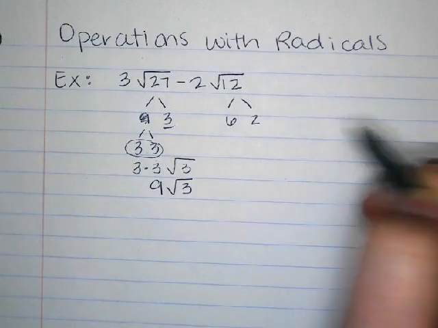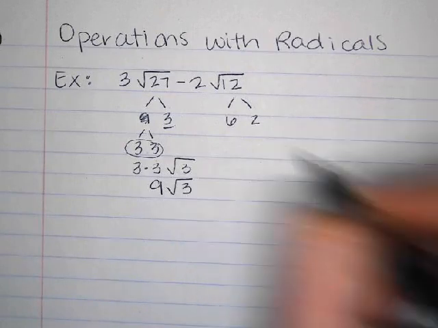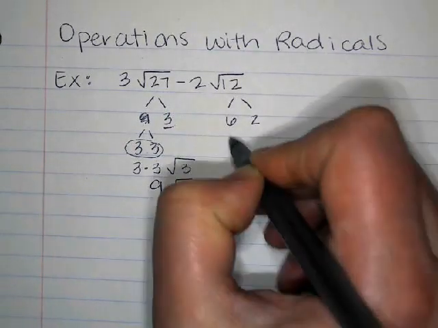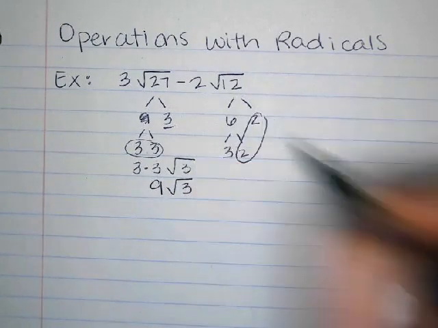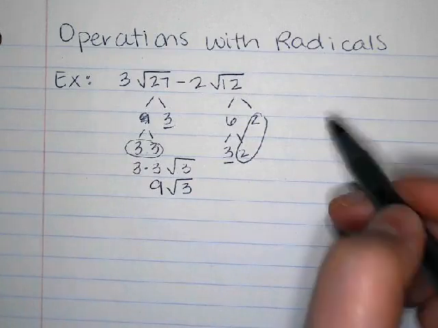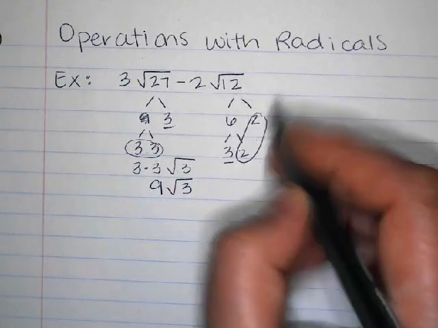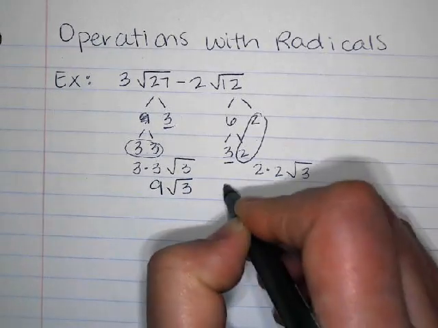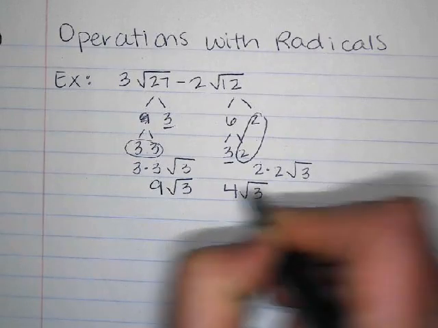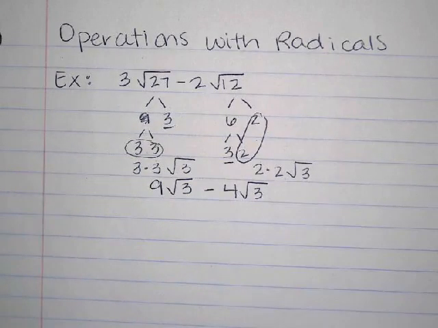Okay. Then over here we got to break down the 12. 6 and 2 is the first one I heard, but 3 and 4 would have worked as well. If I break down the 6, 3 and 2. Okay, so I have a pair of 2's and a leftover 3. So 2 times 2 with a root 3 left over, and so that's a 4 square root 3. Okay, I'm subtracting these. Now, because they are both root 3, these are considered to be like terms, and I can actually subtract them. If they weren't both root 3, then I would have to stop, and this would be the end of the problem, okay?